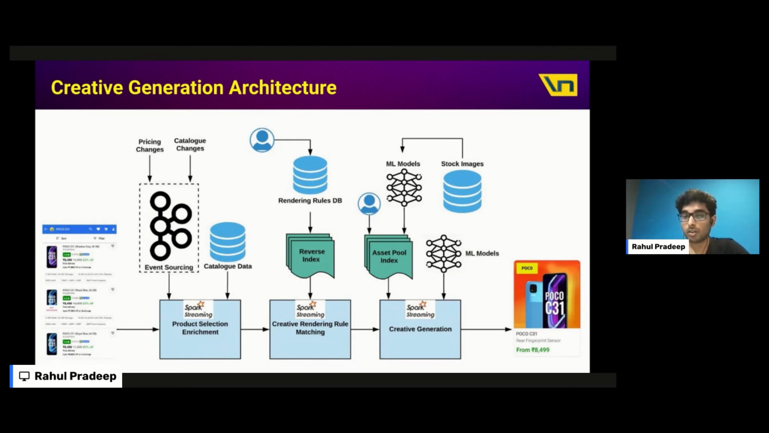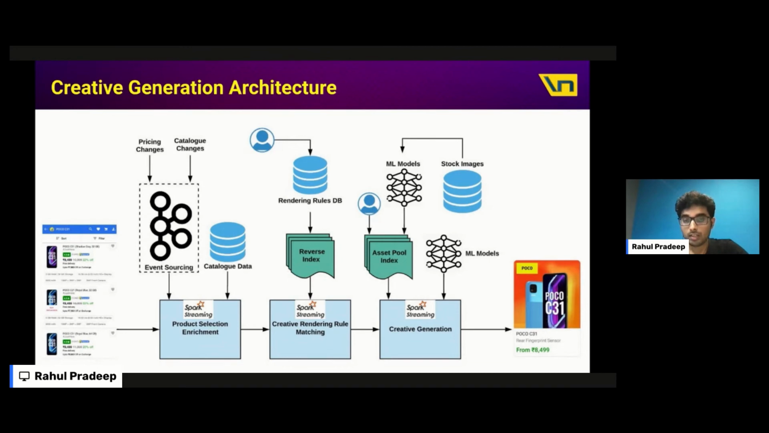Depending on the rules, the rules might say that you would want to use a static asset, right? Then we contact our static asset pool. The rule might say that you would want to render a product image on top of a real life background. Then we use our machine learning models for it, right? So depending on the rules themselves, there are different flows, and then finally the output is a creative.